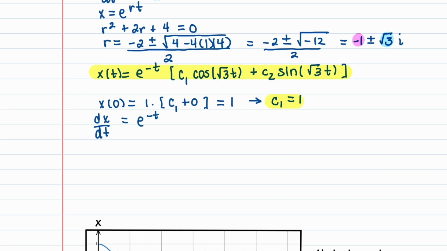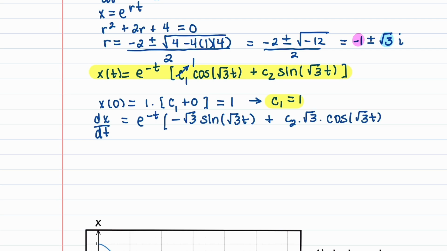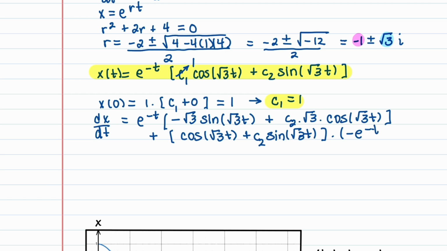We'll use the product rule. So we have the first times the derivative of the second. Let's throw in here that c1 is 1. So this gives us minus root 3 sine root 3t. And then we have c2 times root 3 times cosine root 3t. Plus the second, which is cosine root 3t, plus c2 sine root 3t, times minus e to the minus t.